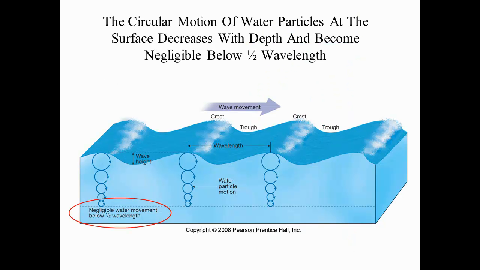As such, we can view the water particles as moving in circular motion at the surface. And what's more, notice that the circular motion of water particles decreases with depth and becomes negligible below a depth equal to about 1/2 the wavelength. Once we get below half a wavelength, deeper levels are, for the most part, not affected to any great extent by the passing waves.